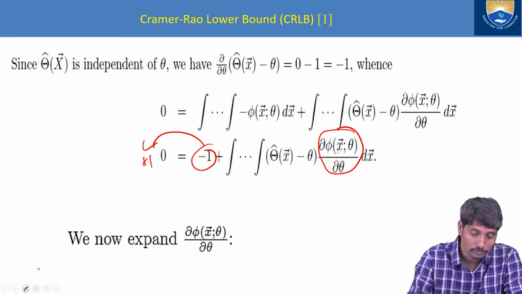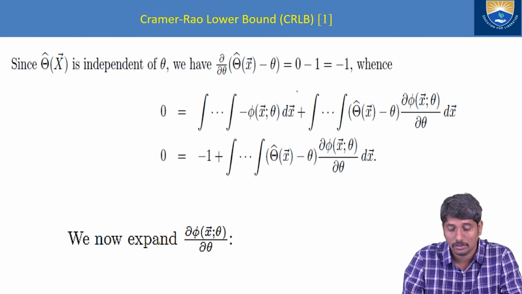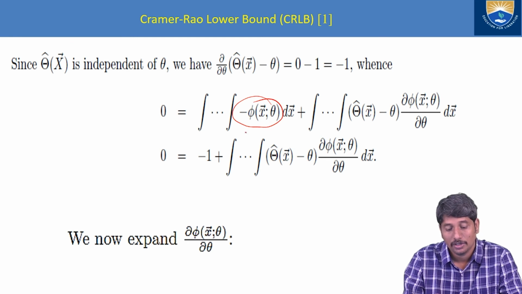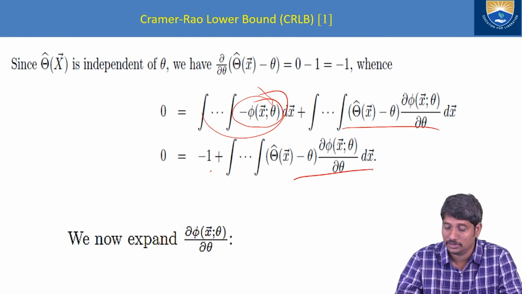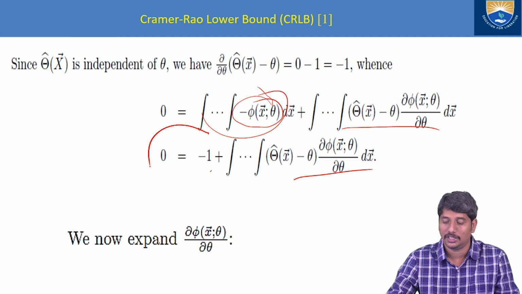Then because this is independent of theta, the constant's derivative is 0 and theta's derivative is 1, we got this minus 1, and we are left with the integrand of phi of x cap comma theta, which is the product of n density functions. So the integral will be the product of integrals of f of x1 comma theta, f of x2, and so on. All the probabilities sum to 1 for a density function, so we get this as 1, so this becomes minus 1, and we are left with this. And the minus 1 goes to this side, and we get 1.